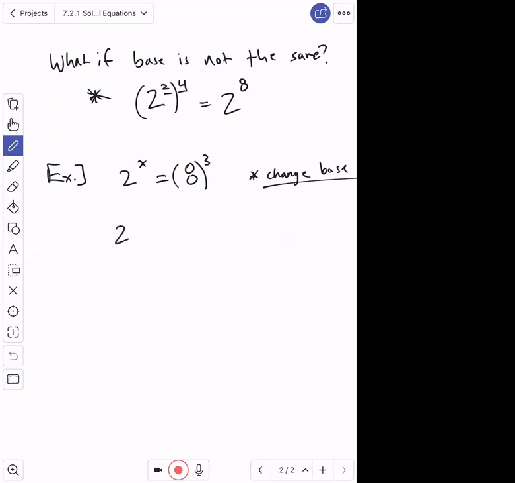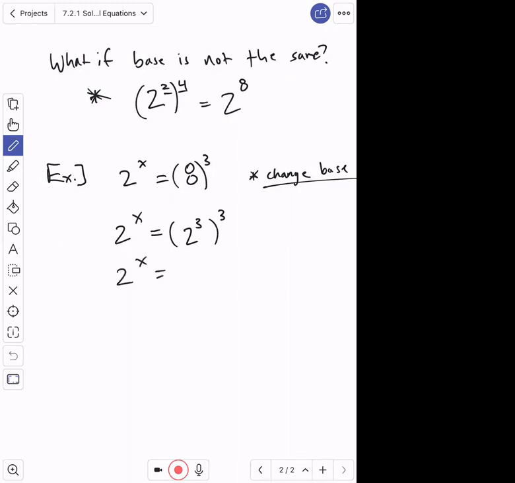Okay. So the left side we're going to leave alone. 8 we can write as base 2, right? 2 to the power of 3 is equal to 8. Shake or nod as if you understand the words coming out of my mouth. Okay. 8 is equal to 2 to the power of 3. Yes? Okay. So we're changing 8 to base 2.